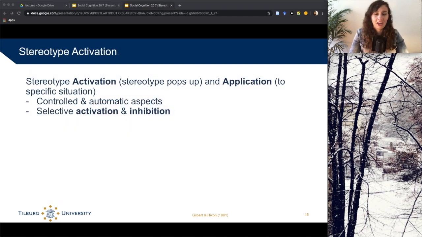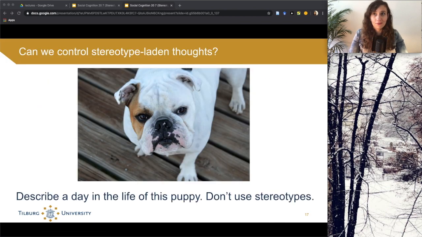Stereotype activation and application have some controlled and some automatic aspects. And we might also say that there's some selective activation and inhibition going on. Now, I want to play this over to you and ask you to think about whether we can control stereotype-laden thoughts. I'd like to do this by way of a small demonstration example. So if you want to play along, this is the time to do it.